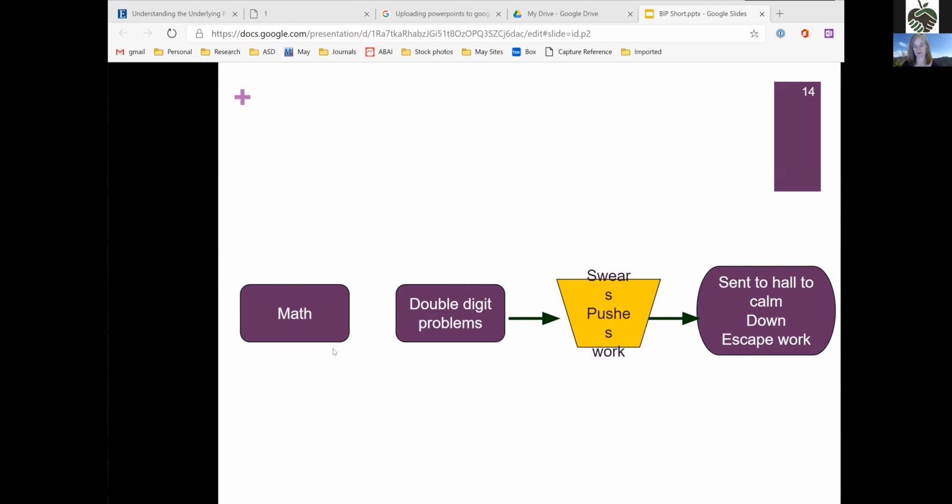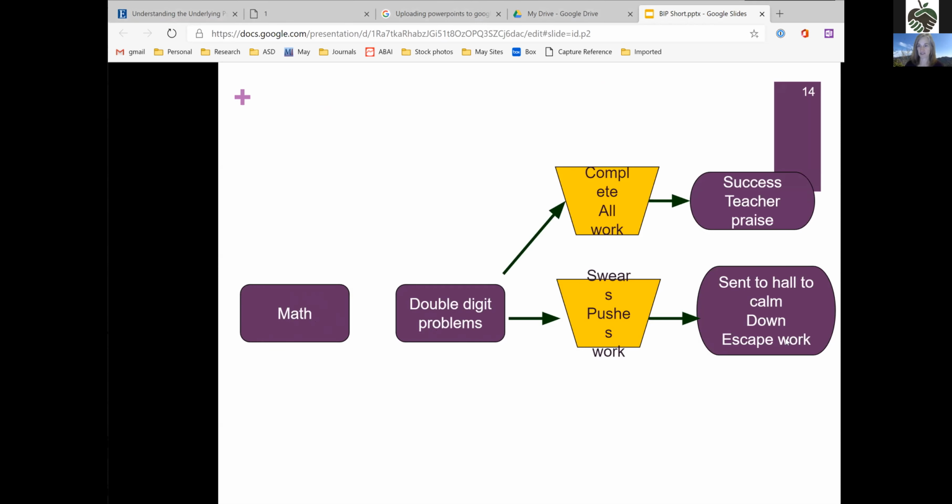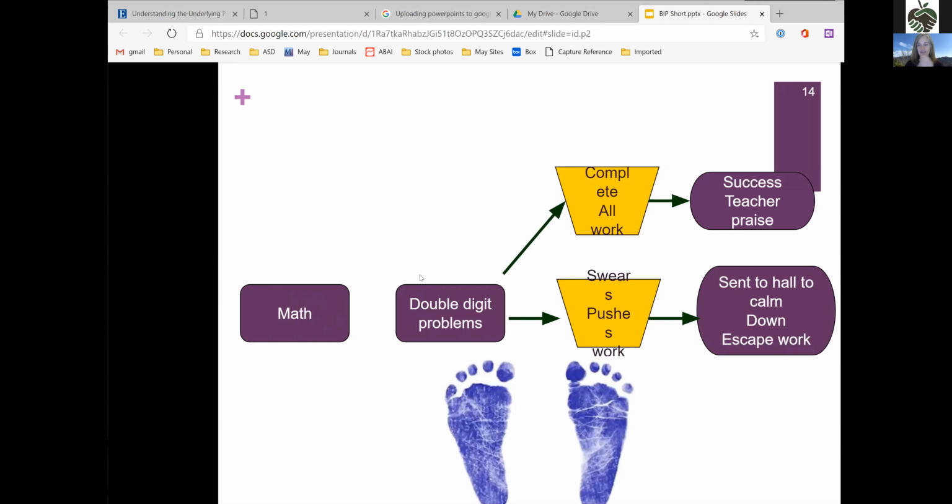So here's an example. The routine is math, double-digit problems when the student is requested to do them, especially if she has to go to the board and do them. She escalates to where she's swearing, she's pushing her work away, and they send her down the hallway or to the office to calm down, but of course she's also escaping her work. Teacher would like her just to complete her work, lots of reasons to do that. That is way too big of a jump. So again, think about baby steps.